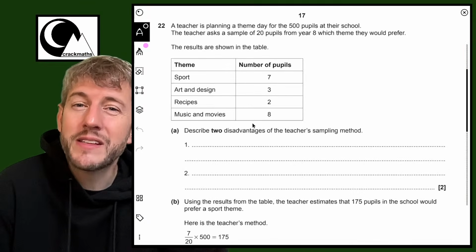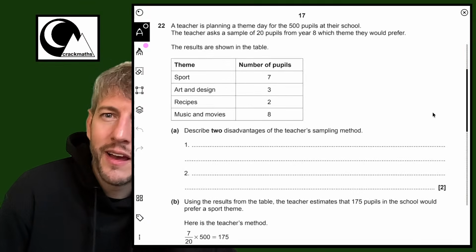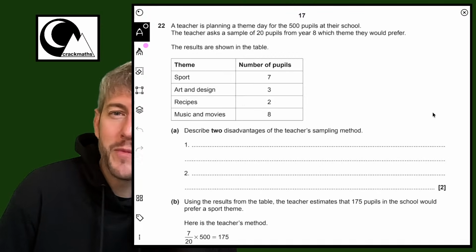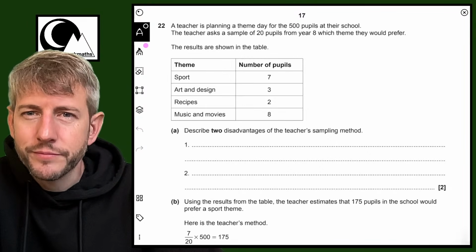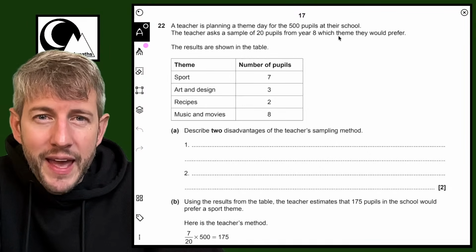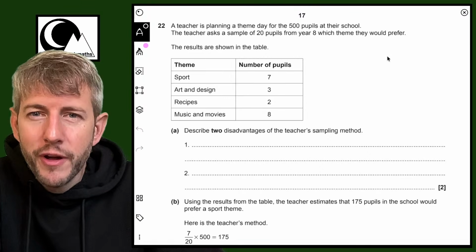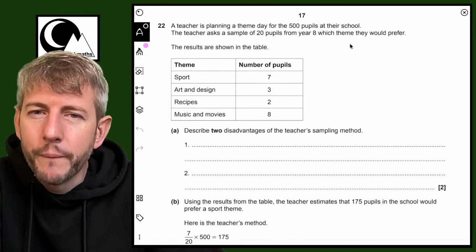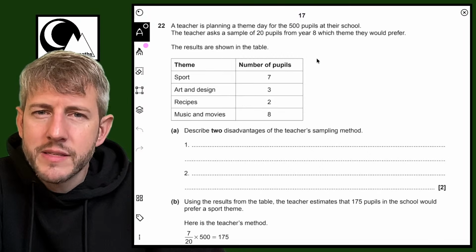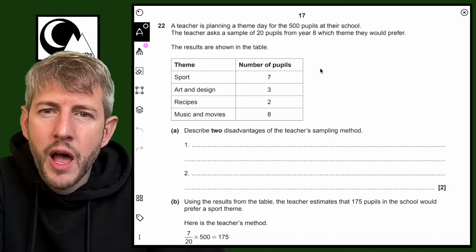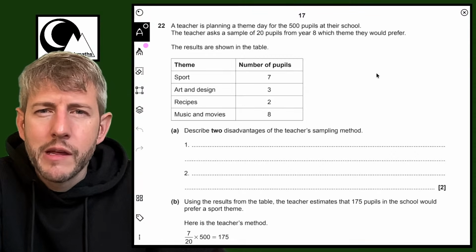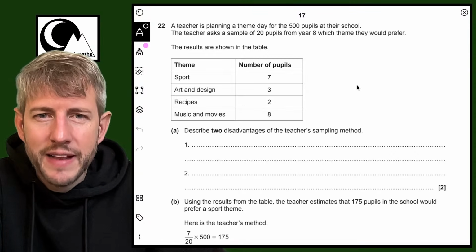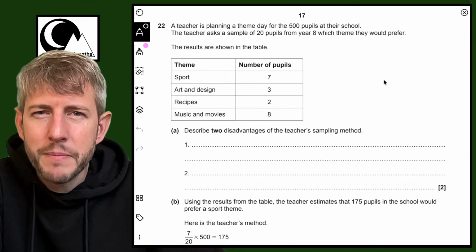Okay. So question 22. It says here, a teacher is planning a theme day for 500 pupils at their school. The teacher asks a sample of 20 pupils from year 8 which theme they would prefer. The results are shown in the table. So sport, art design, recipes, music and movies. Describe 2 disadvantages to the teacher's sampling method.